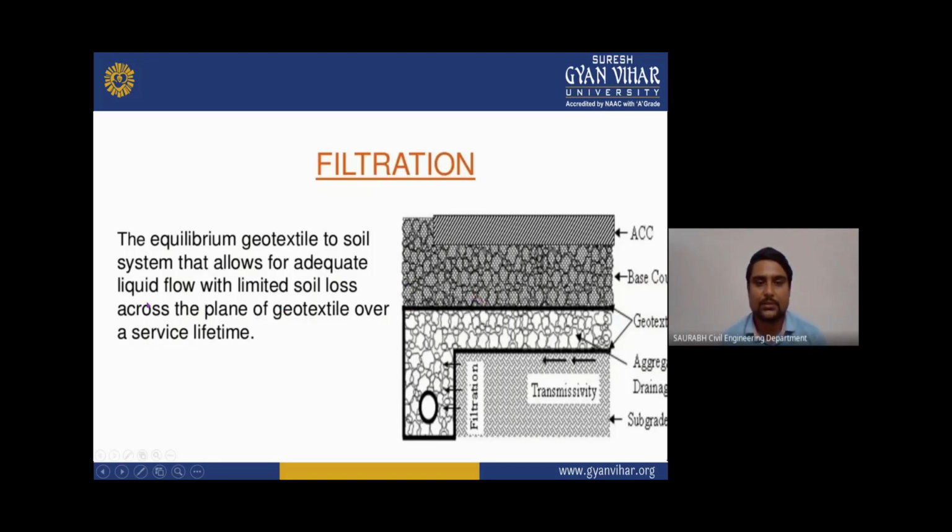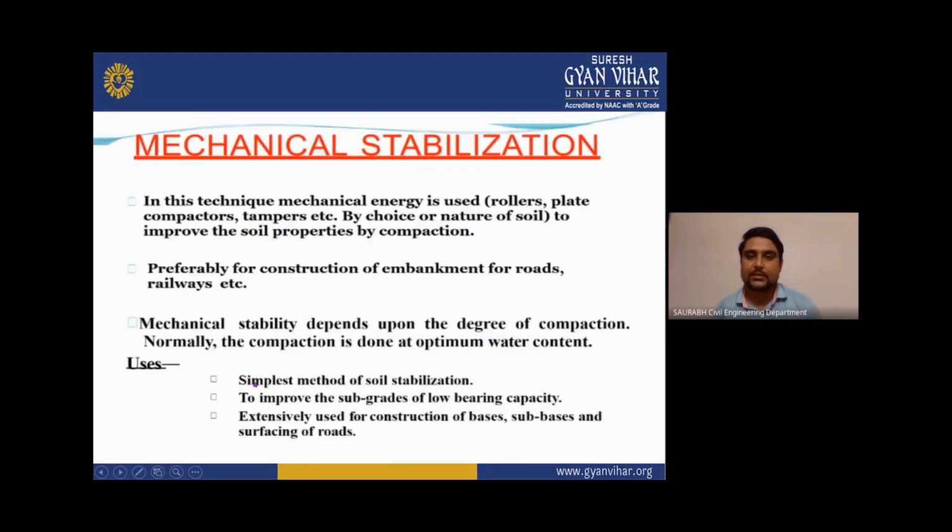As we know, it is an equilibrium geotextile to soil system that allows adequate liquid flow with limited soil loss across the plane of the geotextile over a service lifetime. So this was about the geotextile. Now come to mechanical stabilization. In this technique, mechanical energy is used, like roller, plate compactor, rammer, chosen by the nature of soil, to improve the soil properties by compaction. It is preferably used for the construction of embankments for roads, railways, etc.